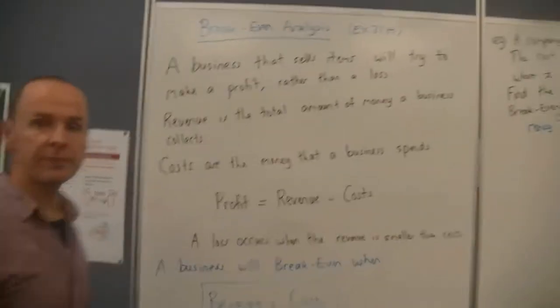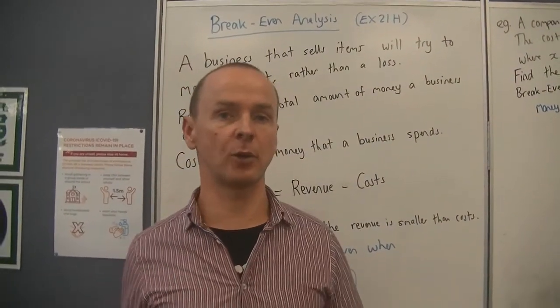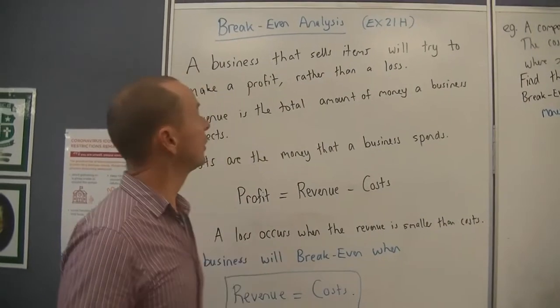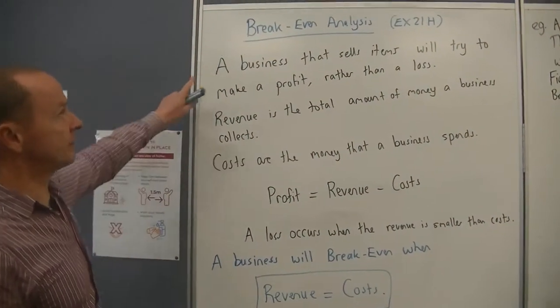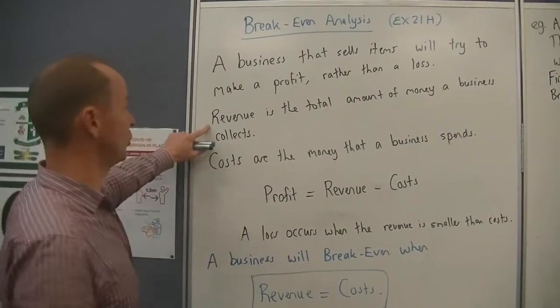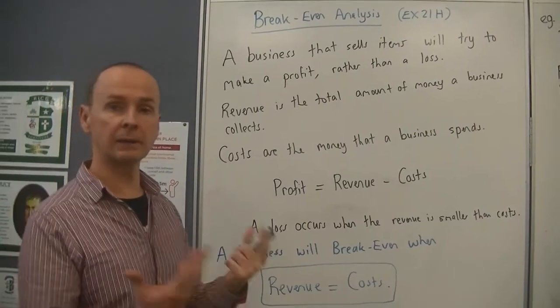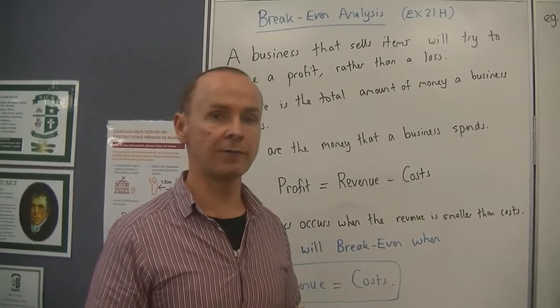Alright, so this last one is called Breakeven Analysis. So it's very similar to simultaneous equations that we just did. So the whole point of this, a few terms you need to know first. A business generally tries to make a profit. So a business has revenue, so that's the total amount of money they collect. That is not profit. The revenue is how much money they collect, but then they also have costs.